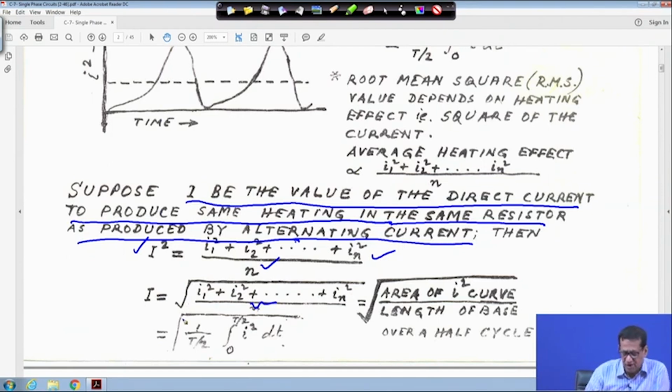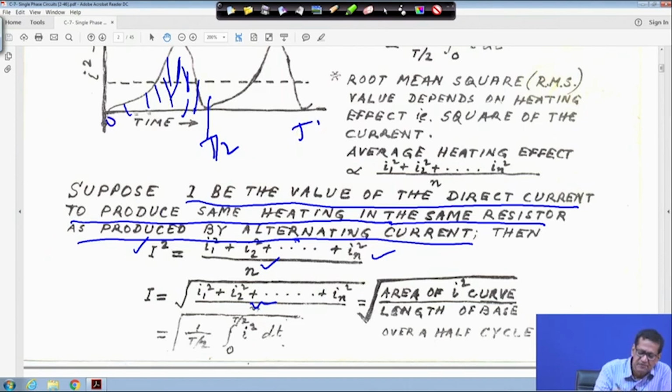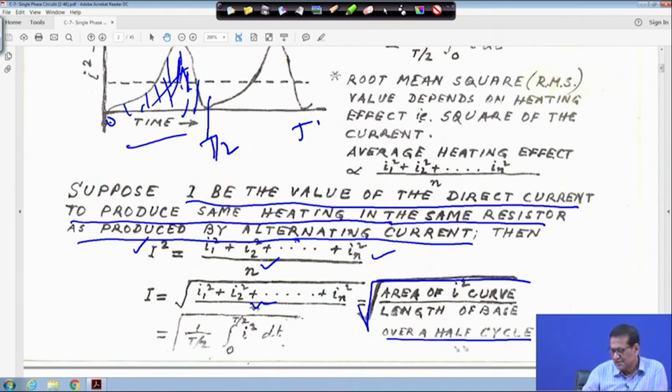Basically this is the area of the I square curve, and this is time t by 2, this is t; we will take the half cycle. Therefore, this is the area of the I square curve divided by the length of the base, under root. The length of the base is t by 2 minus 0, so t by 2, over a half cycle. Even with a full cycle it will give the same result, because the area is symmetrical and has the same area, right.